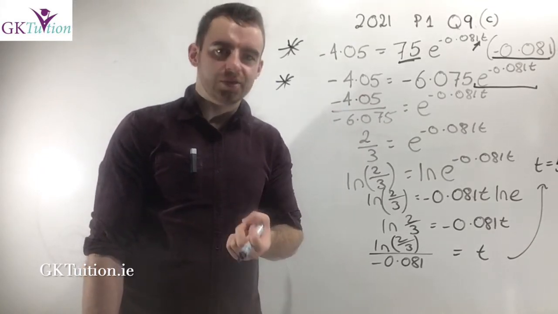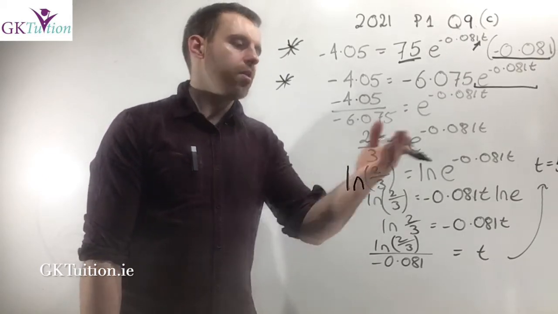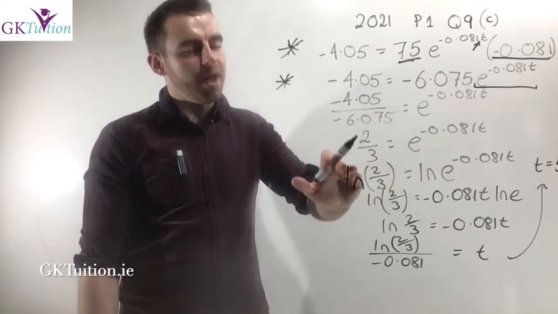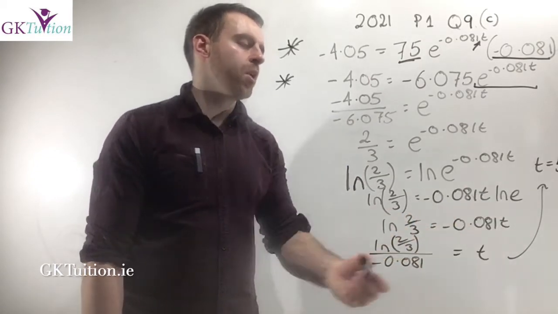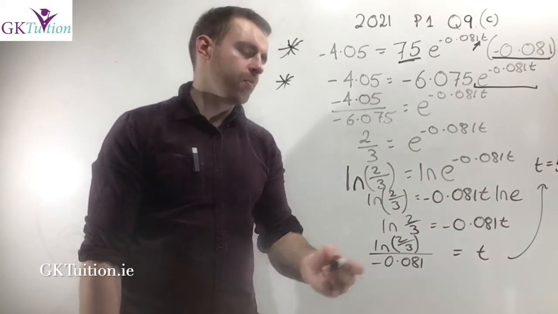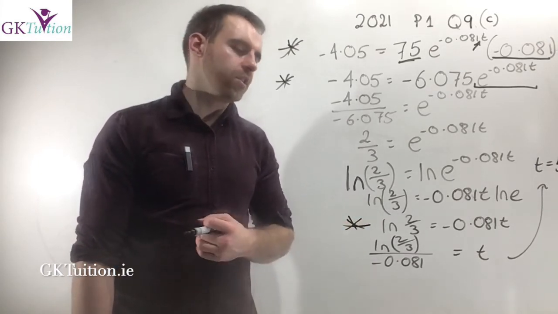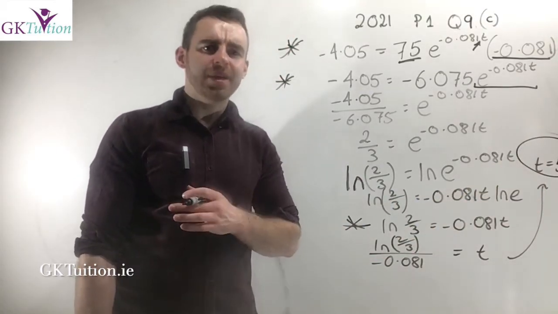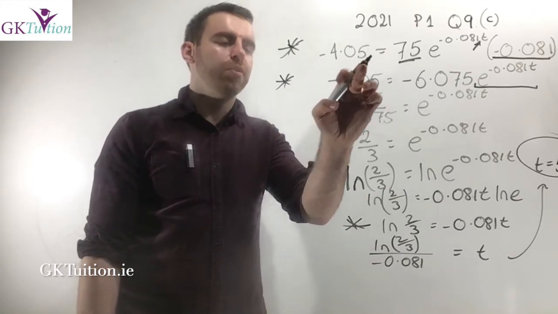And now I'm ready to introduce logs. I introduced the natural log, ln, onto both sides. Then I can use the rules of logs, so I brought the power in front, and I get minus 0.081t ln e. Remember that ln e is simply just 1, so on the next line I just ignored it. And at this stage I decided to just get t on its own by dividing both sides by the coefficient of t. When I plug all this into my calculator, I get 5. That tells me that after 5 minutes, the first derivative is minus 4.05.